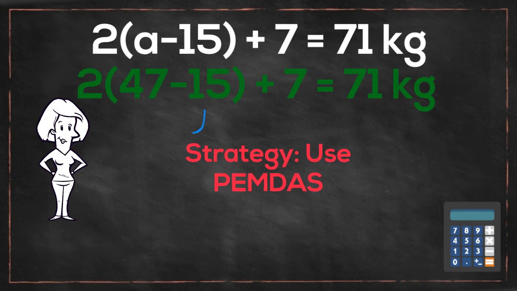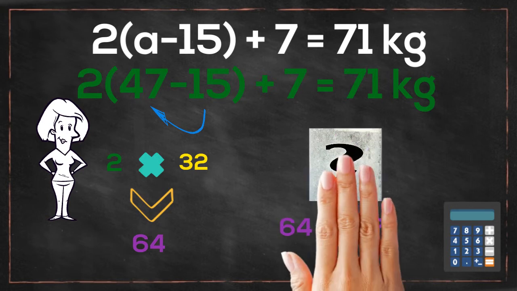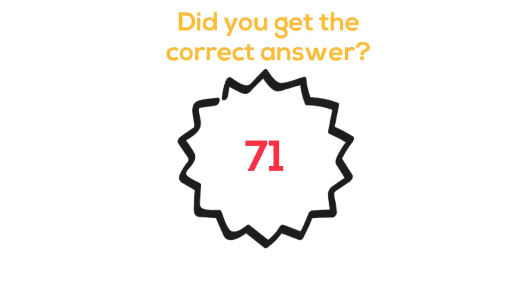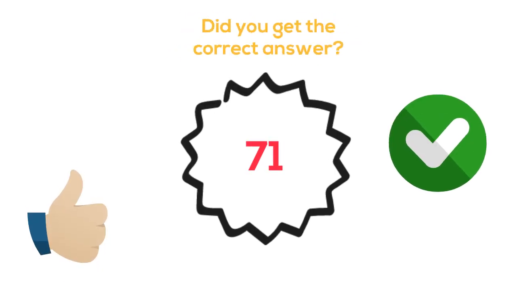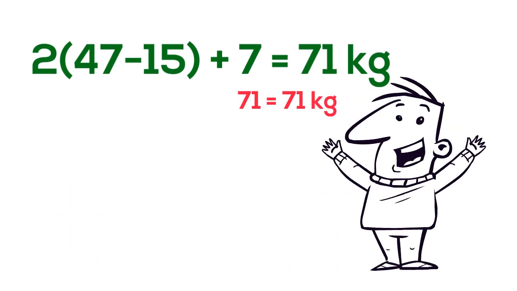You need to start with everything inside the parentheses first. 47 minus 15 is equal to 32. 2 times 32 is equal to 64. Lastly, we need to add 64 to 7. What is 64 plus 7? If you got 71, congratulations, you are correct. 71 is equal to 71 kilograms. You have now solved the math equation.